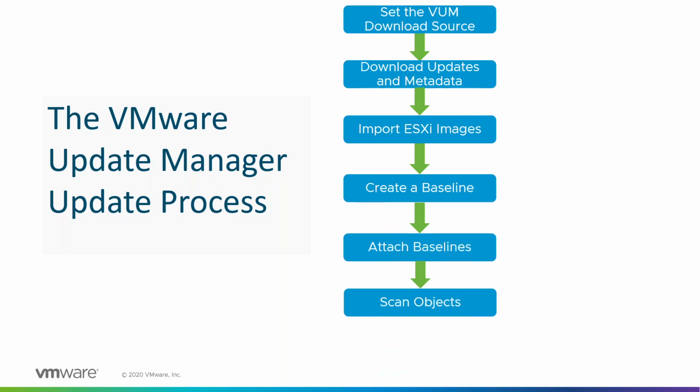Once I have attached my baseline to my ESX host, I can scan. The scan will compare the software that is defined in the baseline with the software on the ESX host. If there are missing patches, this will be highlighted, or if the ESX host is up to date and matches what is in the baseline, I will get a green tick to show that the ESX host is compliant.